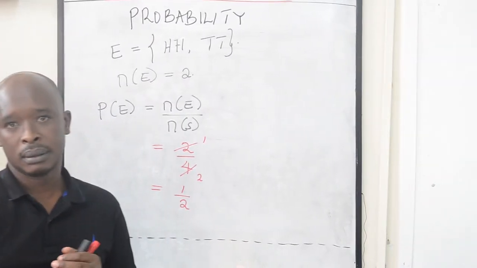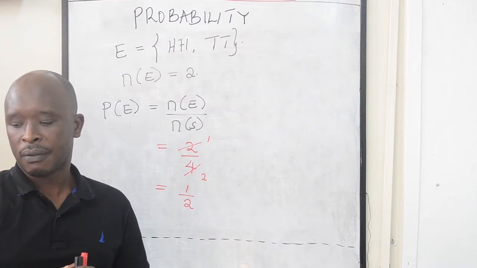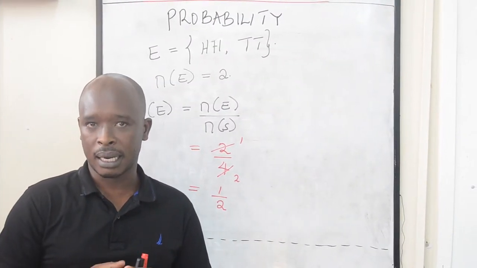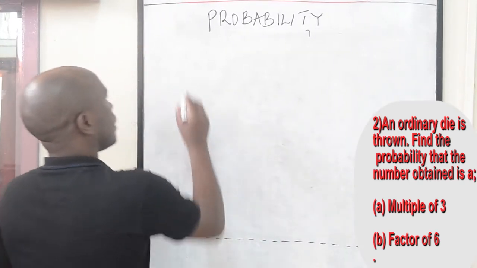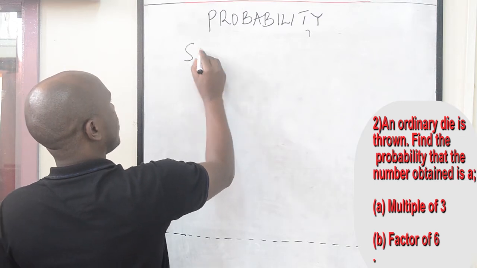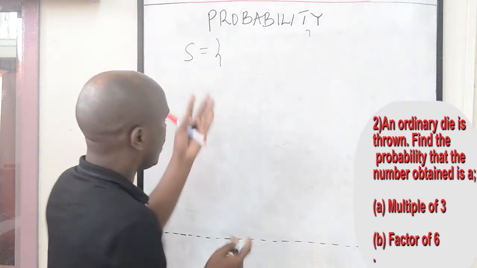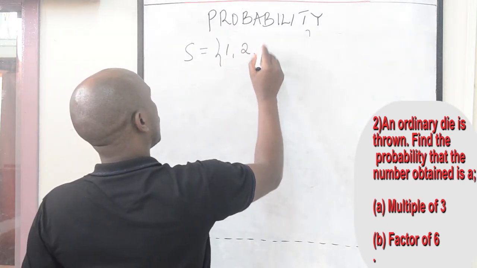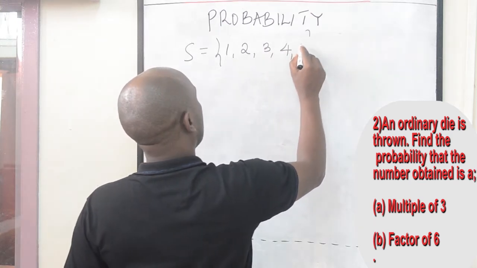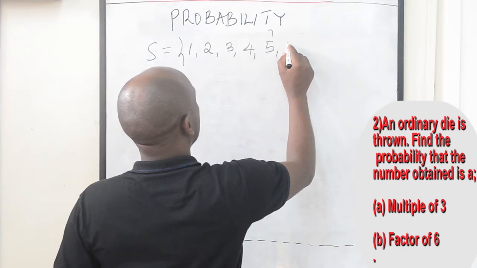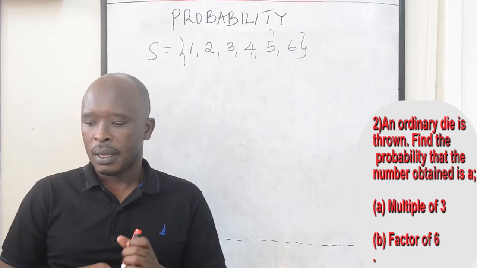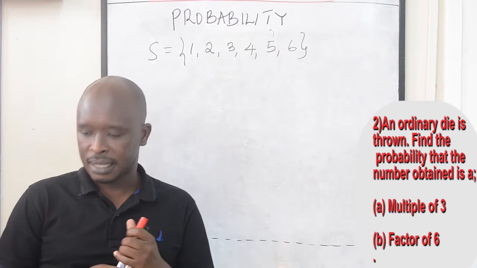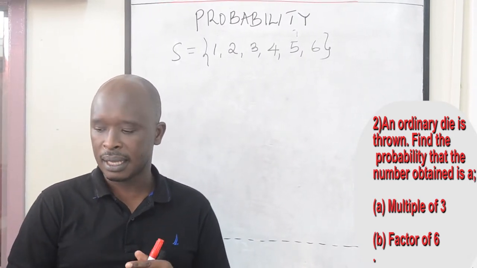We can as well look at other scenarios. For example, if I take another example of an ordinary die. We know that an ordinary die has 6 sides, and the 6 sides can be represented by 1, 2, 3, 4, 5, and 6.